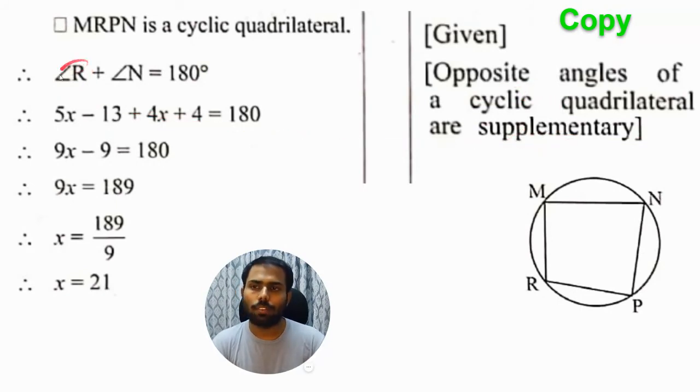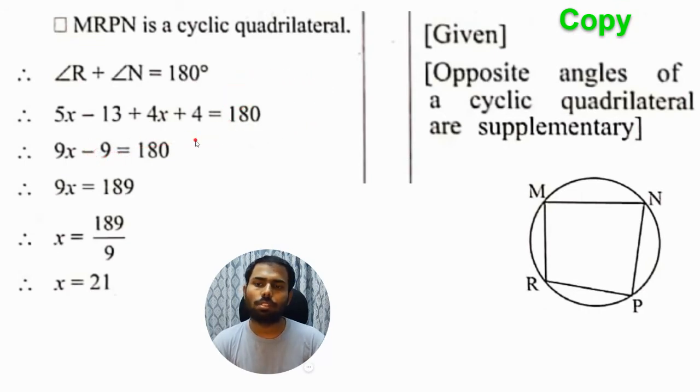Now you substitute R का value क्या था? R का value था 5x minus 13. N का value क्या था? 4x plus 4. Now you solve it. 5x plus 4x will be 9x. Minus 13 plus 4 will be minus 9. Okay, equal to 180 as it is.